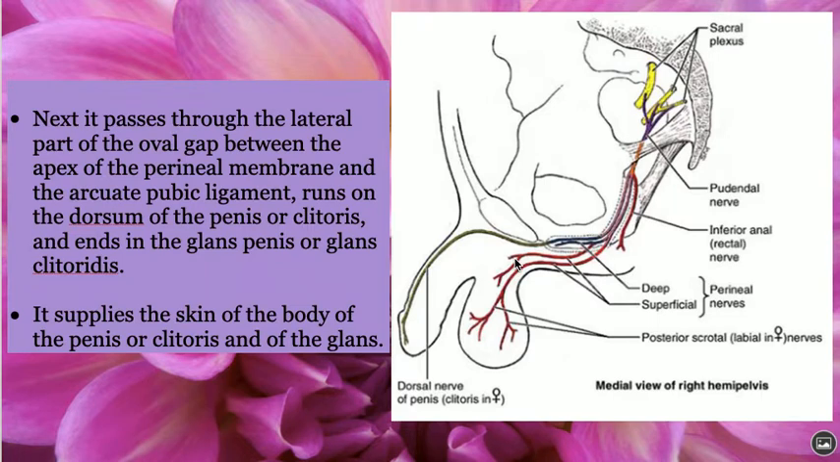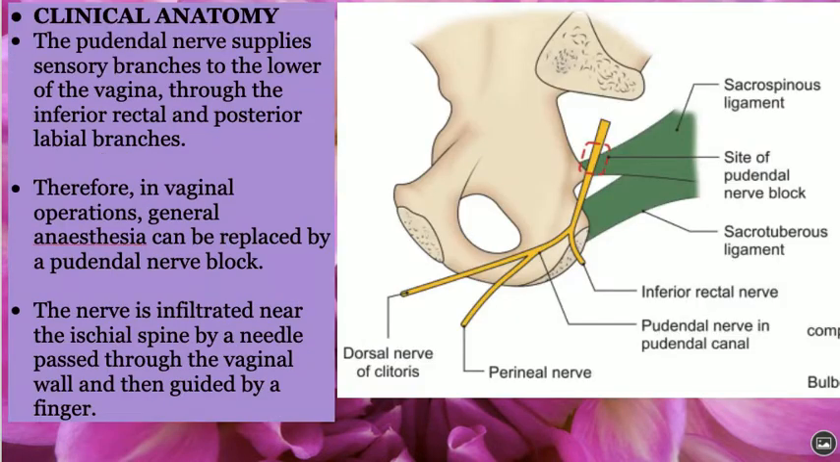passing through the lateral part of the oval gap between the apex of the perineal membrane and the arcuate pubic ligament, runs on the dorsum of the penis or the clitoris, and ends in the glans penis or the glans clitoridis, supplying the skin of the body of the penis or clitoris and of the glans.